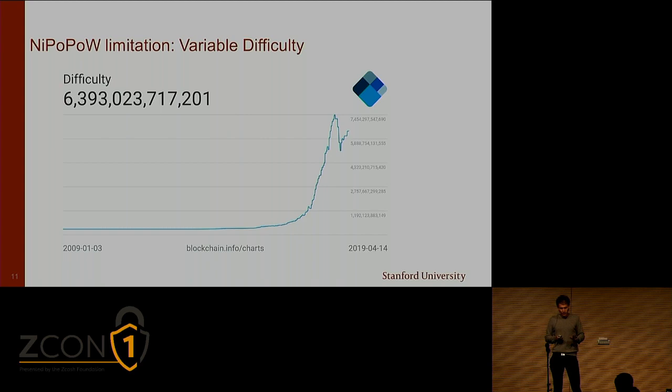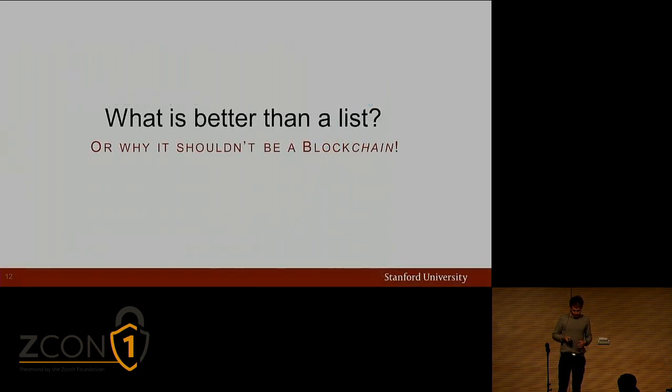The bigger problem is that the design has difficulty dealing with variable difficulty. It is designed for a constant difficulty, which is not really realistic because we know that the difficulty changes a lot. So we have a new design for a new NiPoPoW, which we call Flyclient.